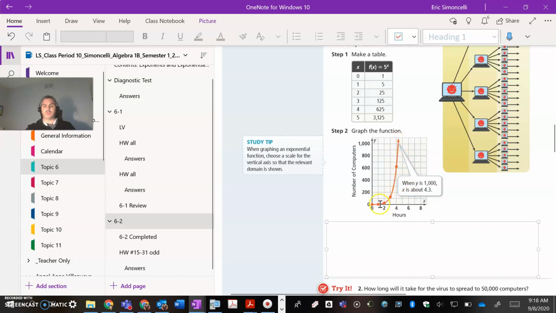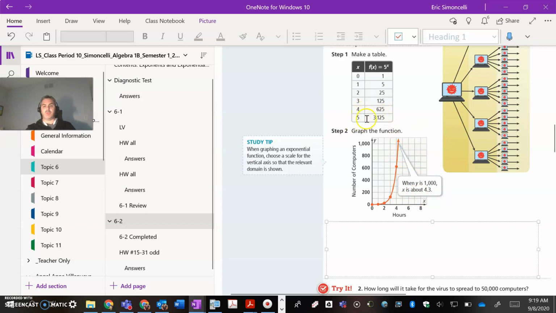Look at the sharp increase over time. And it doesn't take long before this thing is up to over 3,000. 3,000 after 5 hours. Only 5 hours were that many computers infected. They say here when y is 1,000, x is about 4.3. So we can make that kind of assessment of values between 4 and 5 hours.